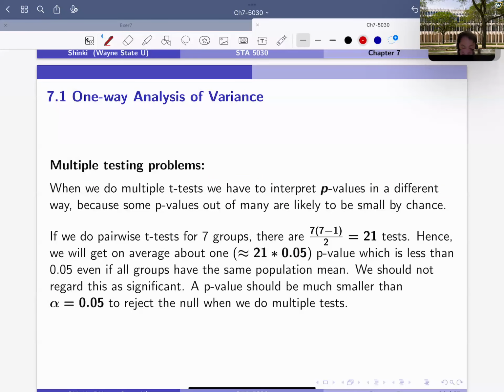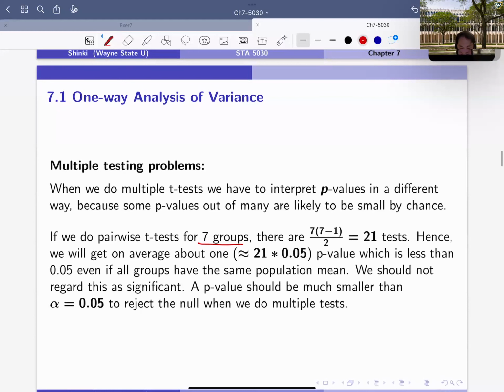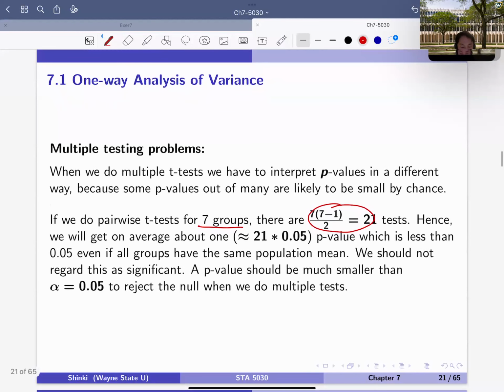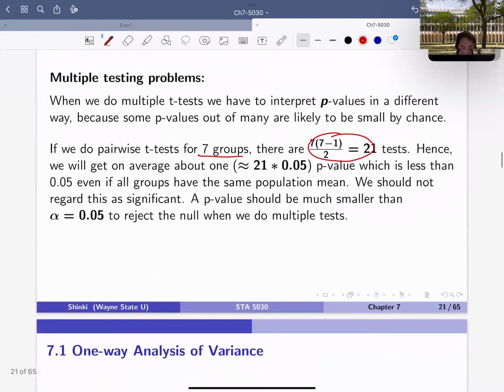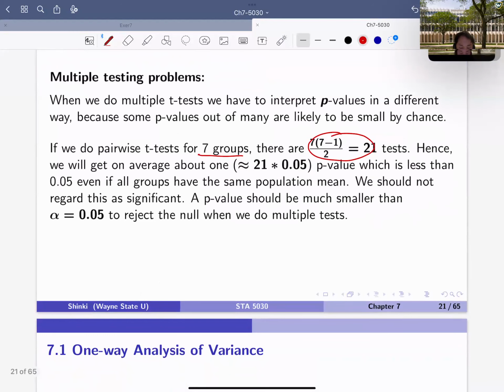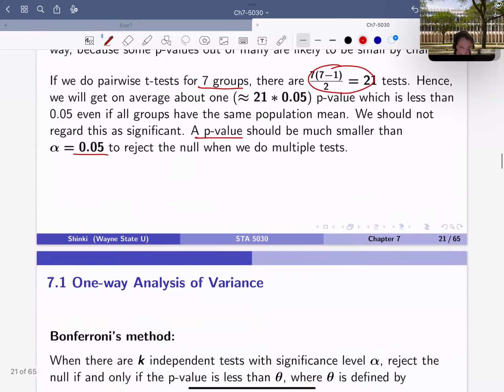Yeah, so this is the case. If we have 7 groups, then we have 21 tests. So about 5% of these tests become statistically significant, even if the population means are the same. That means the threshold for p-values should be different from 0.05. A much stricter condition is necessary.